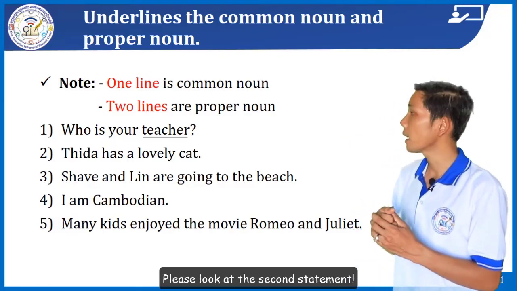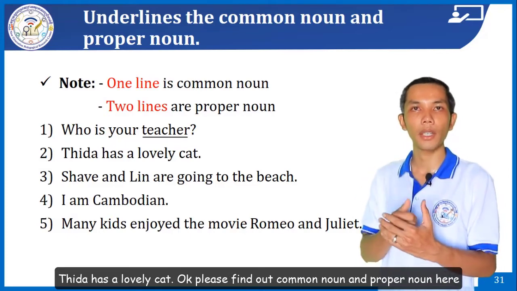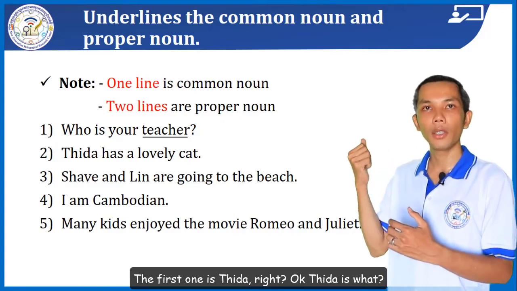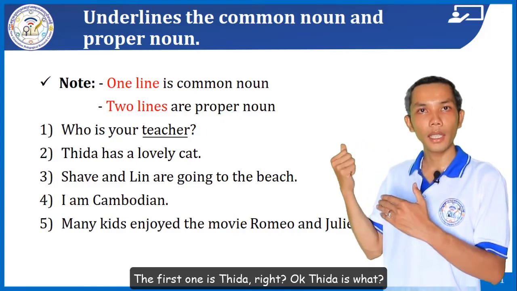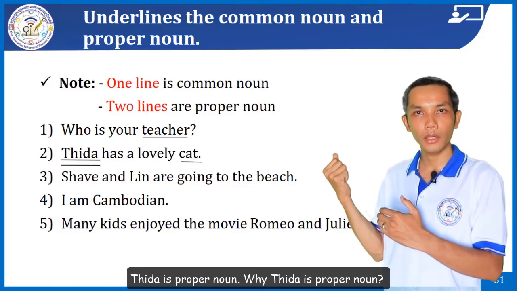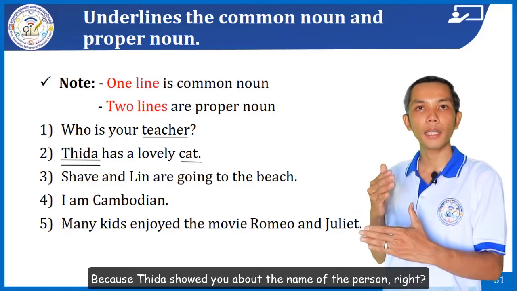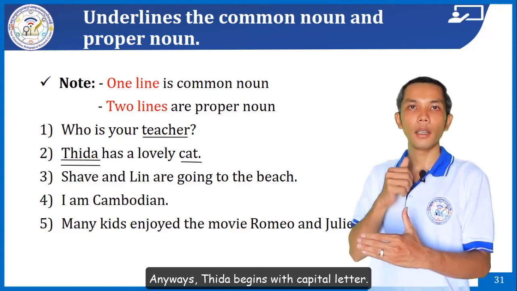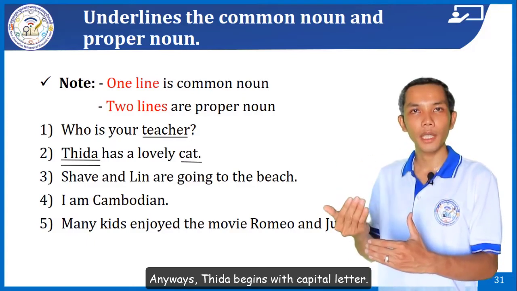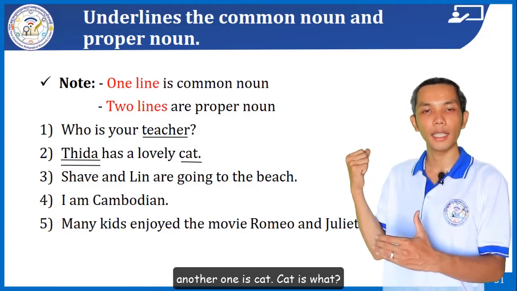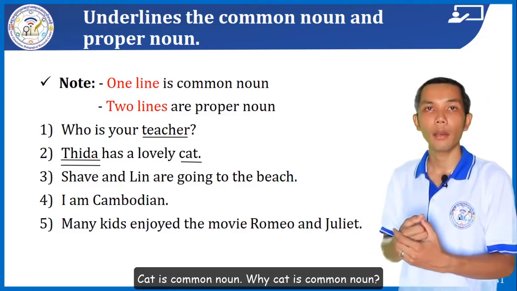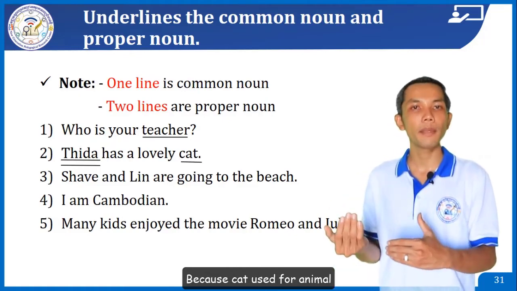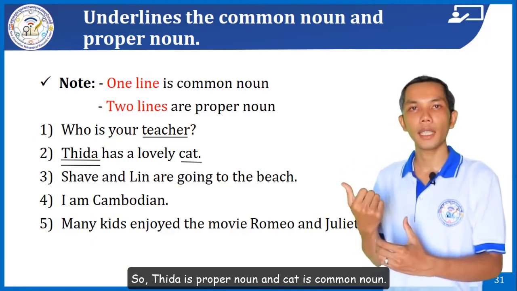Now, please look at the second statement. Tida has a lovely cat. Please find the common noun and proper noun here. The first one is Tida. Tida is a proper noun. Why? Because Tida shows you the name of a person, right? Also, Tida begins with a capital letter. Another one is cat. Cat is a common noun. Why? Because cat is used for animals. Very good.